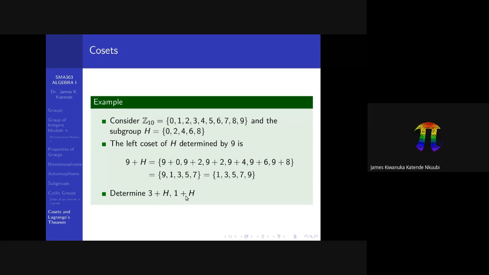What about 1 plus H? Any element you pick that is already in this left coset will give you the same left coset. For instance, if you compute a left coset determined by 9 and you want a new coset, don't use any element that is already in the left coset, like 1, 3, 5, 7, 9. You have to pick something outside here to get a new left coset. Pick an element that is not in this set.